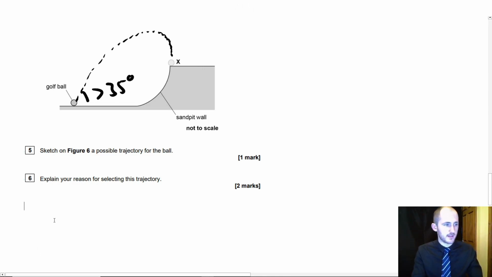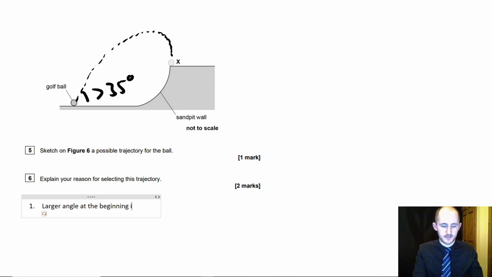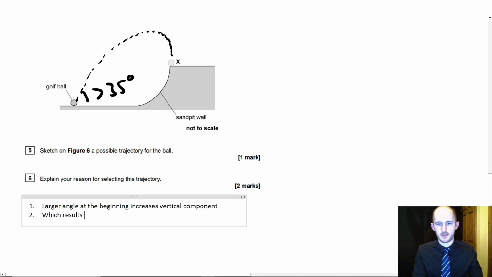So it's 2 marks, so let's think. A steeper, or let's say larger angle, and I'll label this 1 because again, remember, I want you guys to bullet point your answers, okay? Larger angle at the beginning increases vertical component, which results in smaller horizontal component. That's it. 2 marks. And again, it's exactly what I said, but it's more precise.